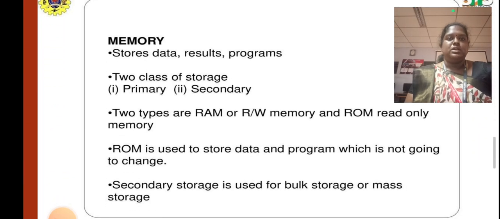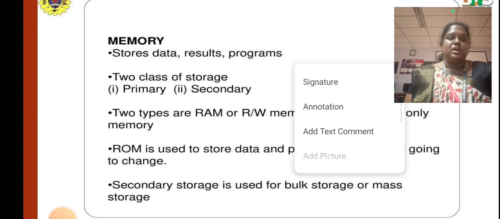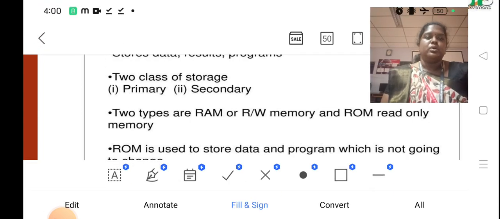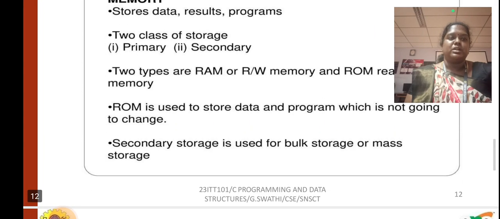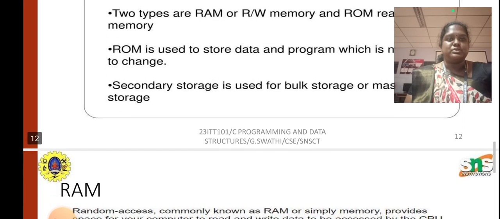And then memory stores data, results and programs. There are two classes of memory, primary memory and secondary memory. Two types of primary memory are RAM and ROM. RAM is read and write memory, ROM is read only memory. ROM is used to store data and programs which are not going to change. Secondary storage is used for bulk storage or mass storage.